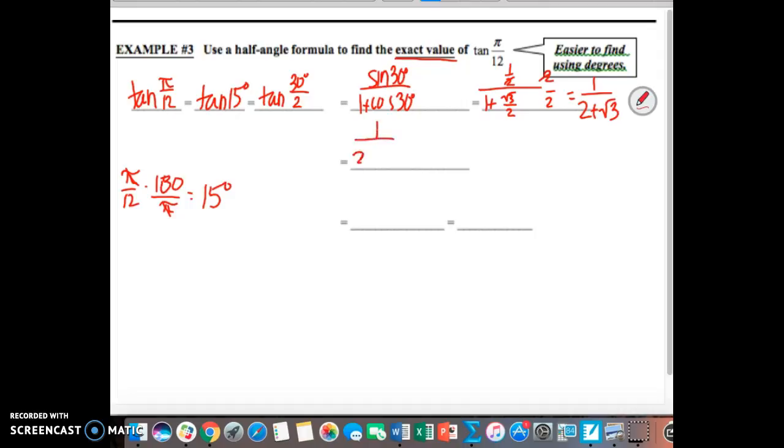So if we have 1 over 2 plus the square root of 3, to get rid of that radical in the denominator, we need to multiply by the conjugate. So we need to multiply by 2 minus the square root of 3 over 2 minus the square root of 3. Doing so, on the numerator, we're just going to be left with 2 minus the square root of 3. In the denominator, we have 4 minus square root of 3 squared, which is just 3, so 4 minus 3. And then simplifying this further, we have 2 minus the square root of 3, all divided by 1, or just 2 minus the square root of 3.